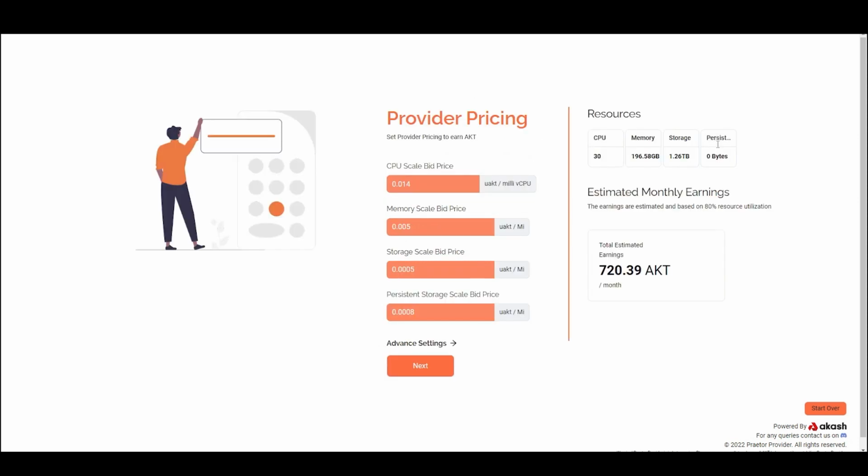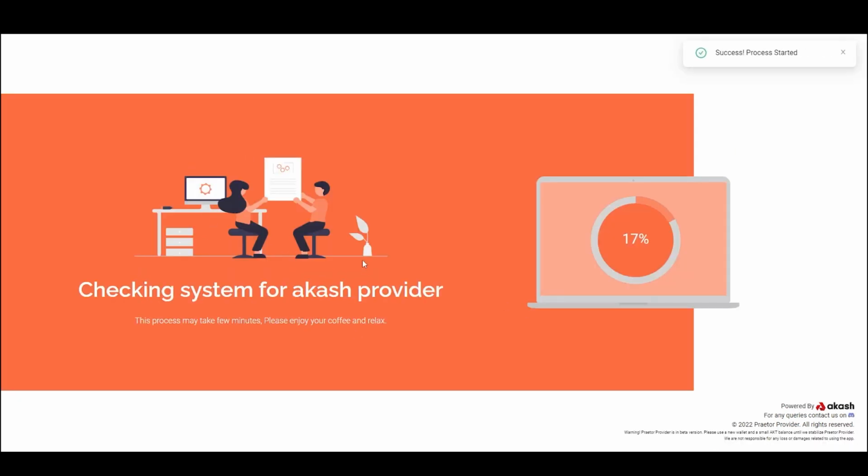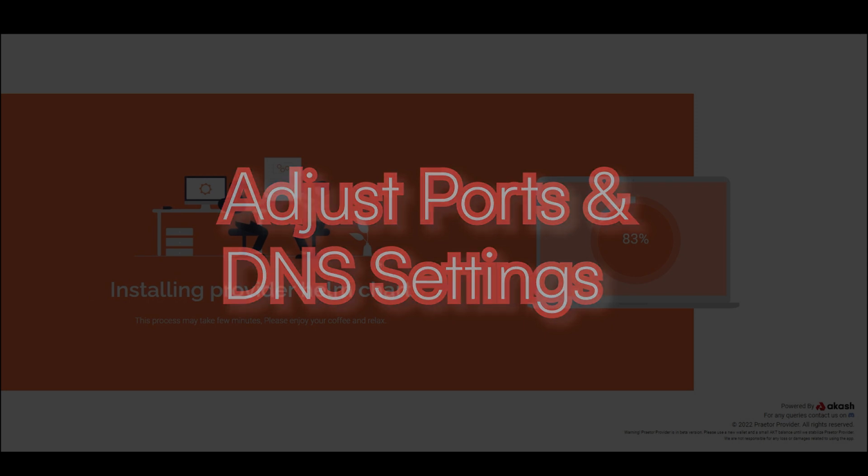On the provider pricing page, you have to enter your prices. The best way is to use the calculator of Praetor. I skipped this step because the price is not important on the testnet. However, on the mainnet, this should be checked carefully. Afterwards, you can set other attributes like the region. The last thing we need to do is open the ports and adjust the DNS settings.